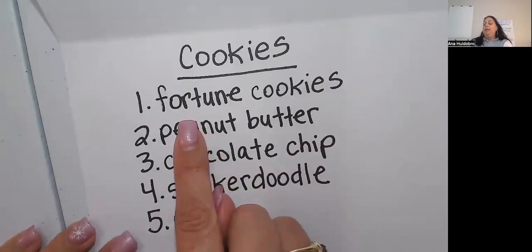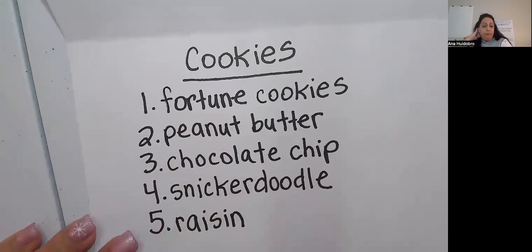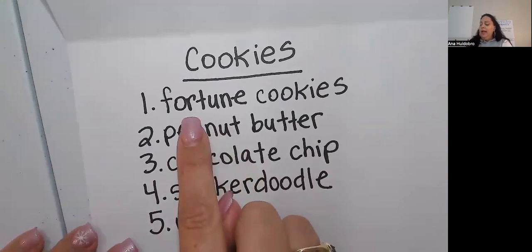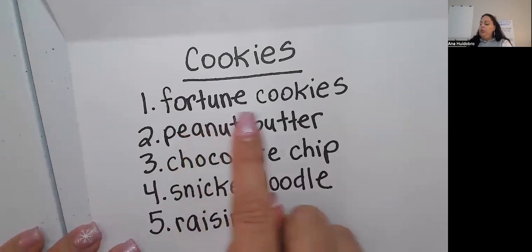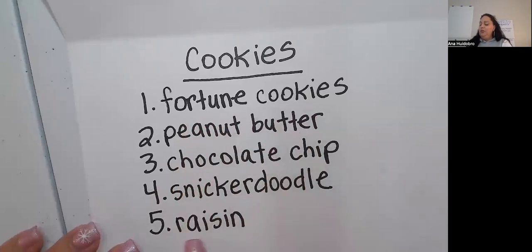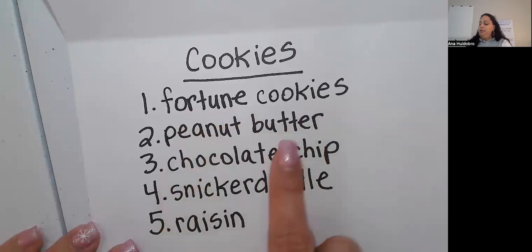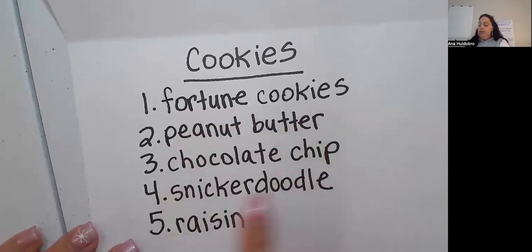And now we're going to read my list out loud. You're going to read with me out loud. You can unmute or say this out loud in your classroom if you're in a live setting, and go ahead and read this list of cookies. Fortune cookies, peanut butter, chocolate chip, snickerdoodle, raisin. Let's read it again. Fortune cookies, peanut butter, chocolate chip, snickerdoodle, raisin.